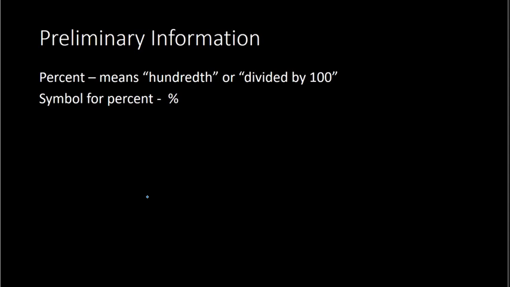In this video, you will learn about forms of percents. Now, as we begin our study of percents, you first must understand what a percent means. So a percent by definition means hundredth, or it means divided by 100. And the symbol for percent is this symbol right here. And when I write it by hand, many times I'll write it like this. So either would be your percent symbol.